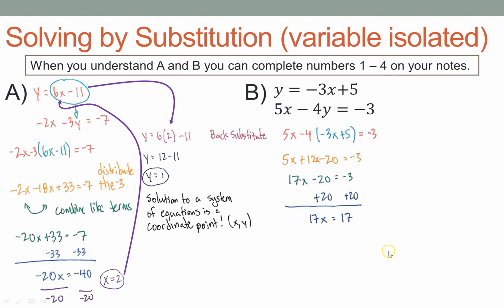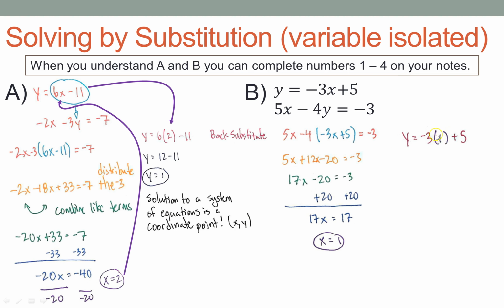That gives me 17x is equal to 17. Kaboom. I know what x is equal to. And just like in example A, now that I know what x is equal to, I back substitute it into the first equation. So instead of saying negative 3x plus 5, I know that x is equal to 1.